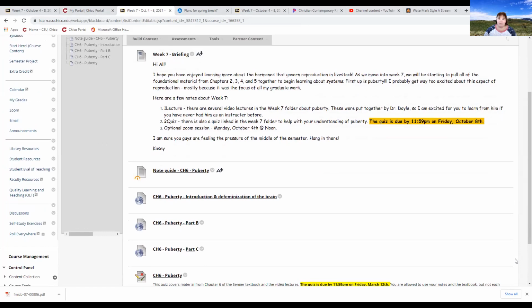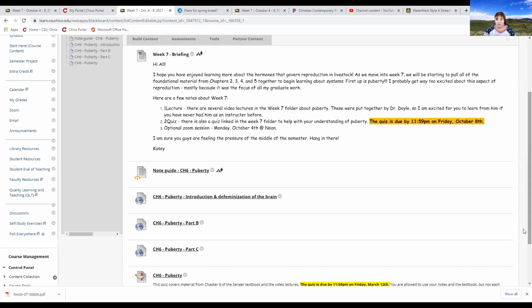And I love this whole aspect of growth and maturity in our livestock animals. I spent a lot of time in research of this system when I was in graduate school, both for my master's and my PhD. And so there's just a whole lot of things that have to happen before a female or a male can actually be considered pubertal. And so you're going to get the opportunity to hear from Dr. Doyle this week. He and I co-designed this class. And so these are his videos.